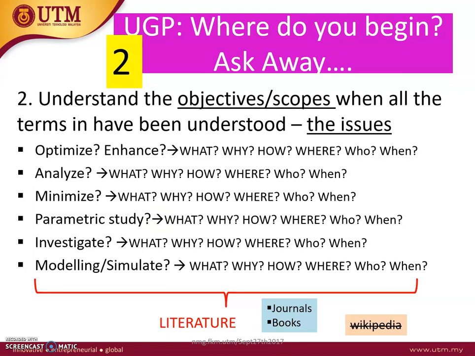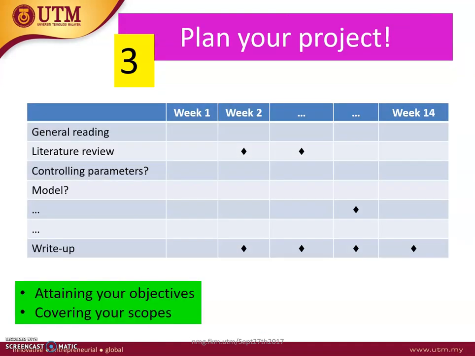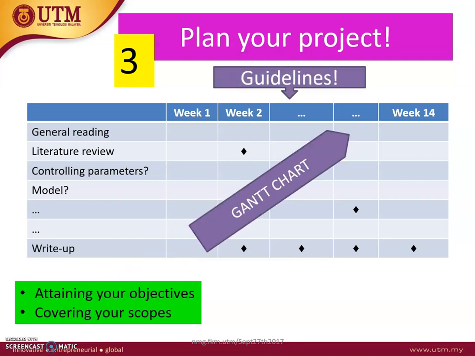You will gain all this from doing a literature review of journals and books. Note, Wikipedia is not acceptable as a source of reference. However, you may use Wikipedia to get an initial understanding for some of the terms and concepts. Then you plan your project. Yes, the Gantt chart. Now, this Gantt chart is only providing you with guidelines how to obtain your objectives, covering your scopes within the stipulated time.